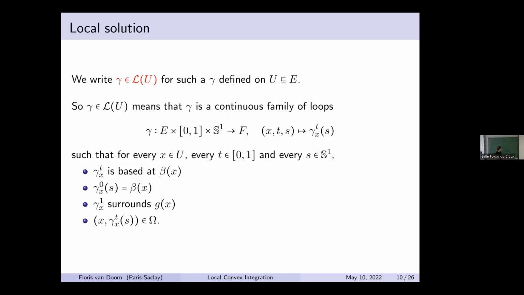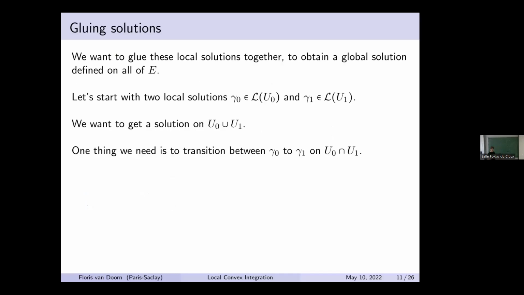Okay, so these are these local solutions, and now we really want to glue multiple of these solutions together. Around each of these points we get a local solution. So how from that do we get a global solution? Well, first maybe we should start with 2 local solutions and try to glue them together and get something on the union of their domains. So if you have gamma 0 with values from U0 and gamma 1 from U1, can you get something on the union of those 2 sets?